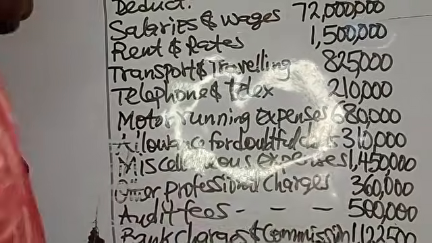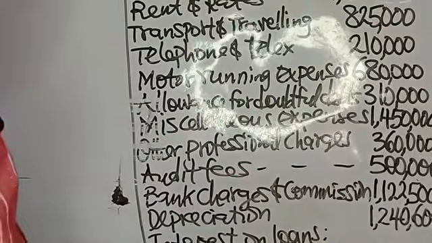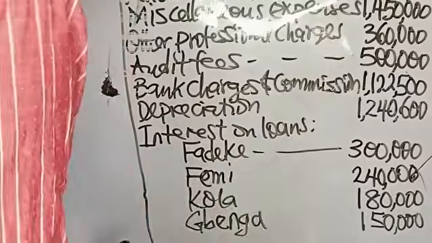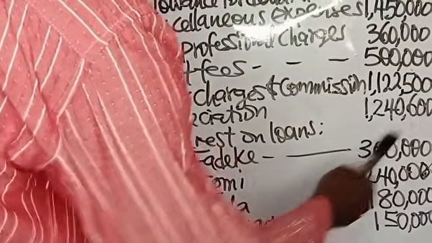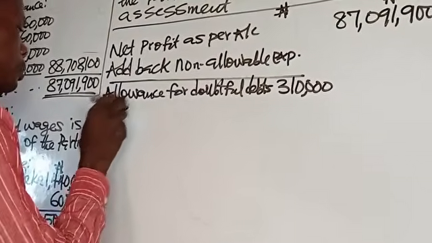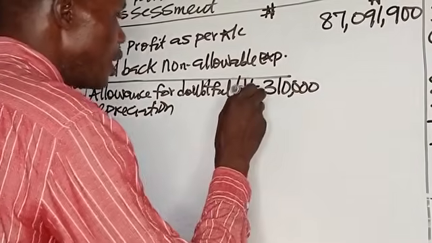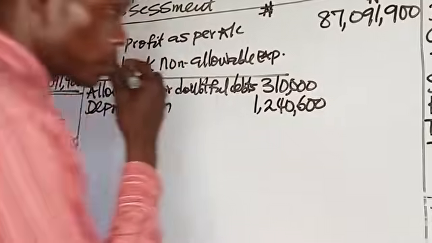Miscellaneous expenses is allowable. Other professional charges, 360,000 is an allowable expense. Audit fees is allowable. Bank charges and commission is allowable. Depreciation is not allowable, 1,240,600. So we have depreciation, 1,240,600.